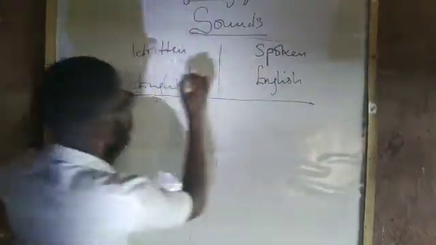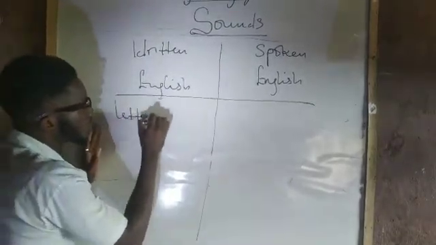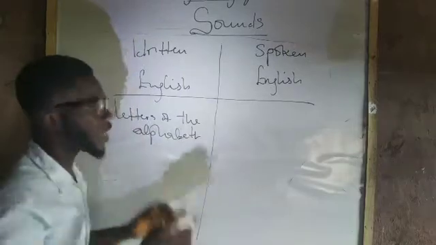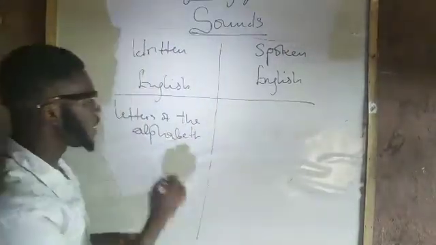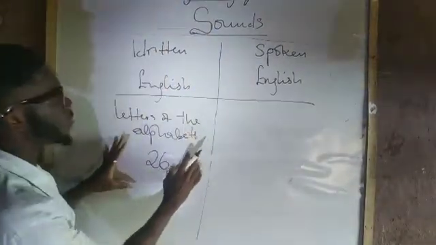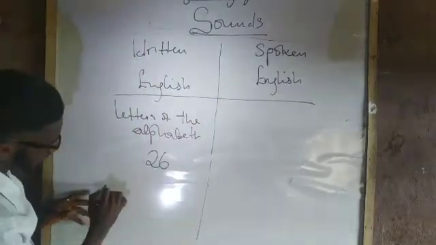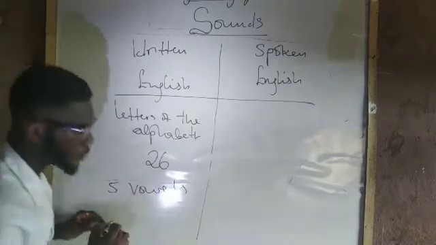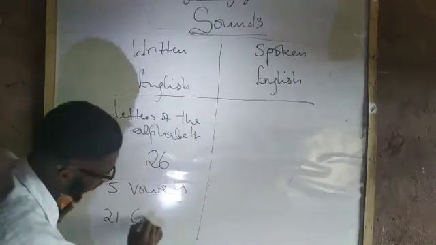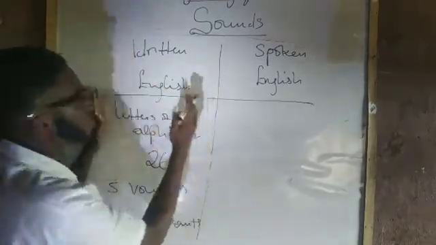Whenever you talk about the written English, we are referring to the letters. We are talking about the letters of the alphabet. And like you know, the letters of the alphabet are 26 in number. These 26 letters of the alphabet that we have are divided into vowels and consonants. We have 5 vowels. Remember, we are talking about the written English. We have 5 vowels and 21 consonants. This is about the written English.